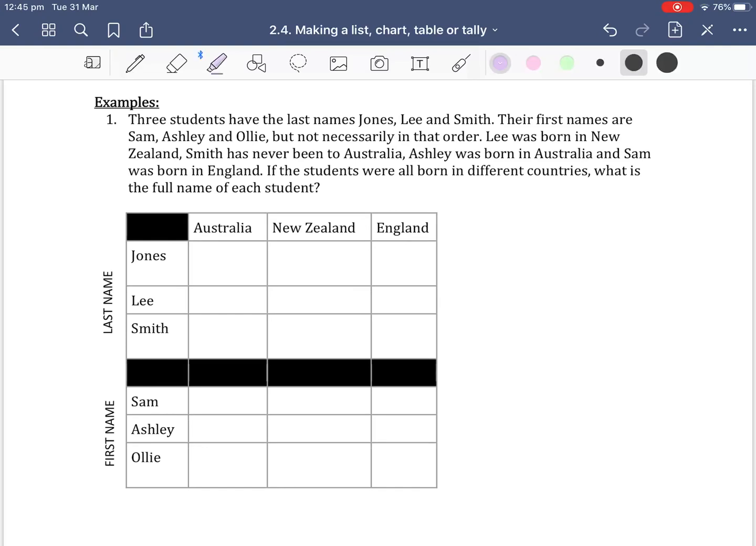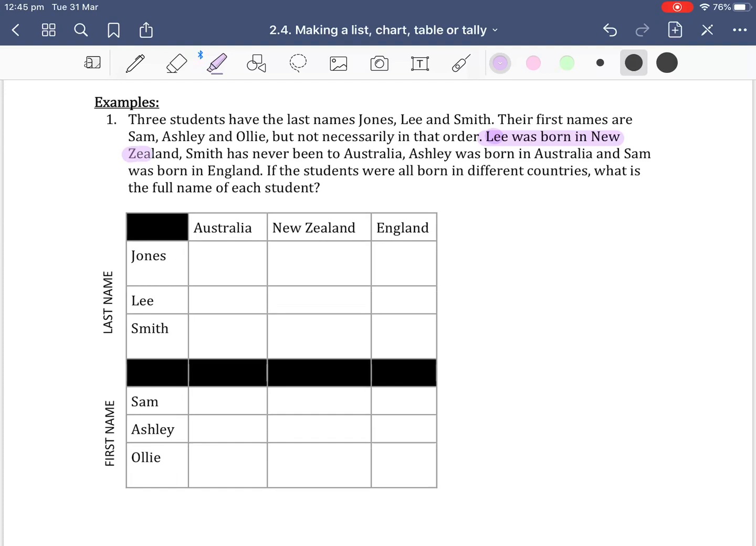So what we are going to do is read back through the question and highlight the information that's going to help us to eliminate possibilities. So we have 3 students have the last names Jones, Lee, and Smith. So we've just put that into the table. Their first names are Sam, Ashley, and Ollie. Put that in the table, but not necessarily in that order. So now this is where the information that's going to help us answer the question and eliminate the possibilities.